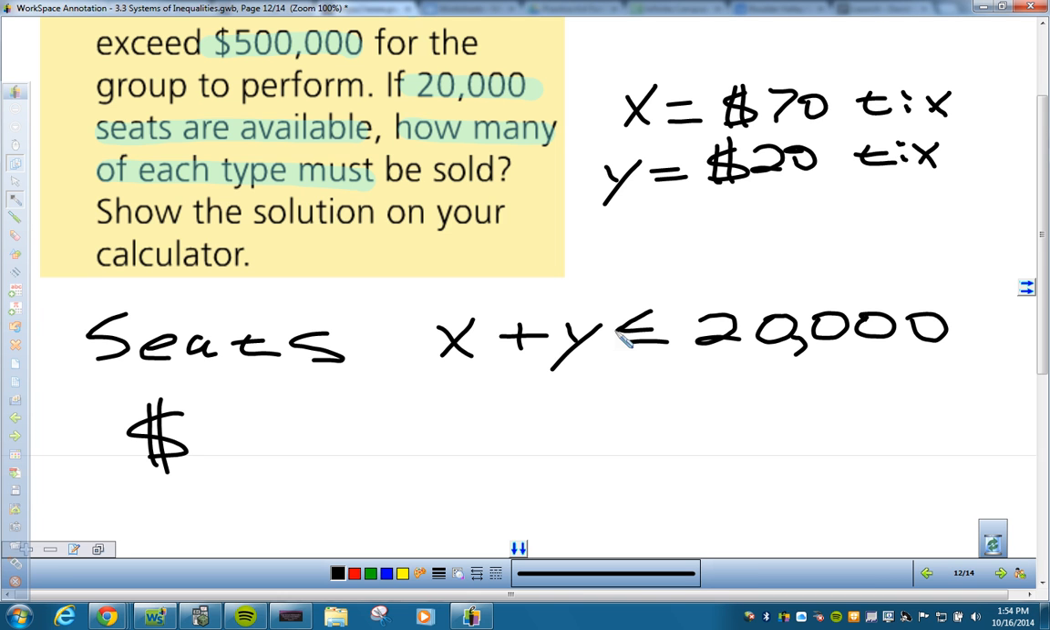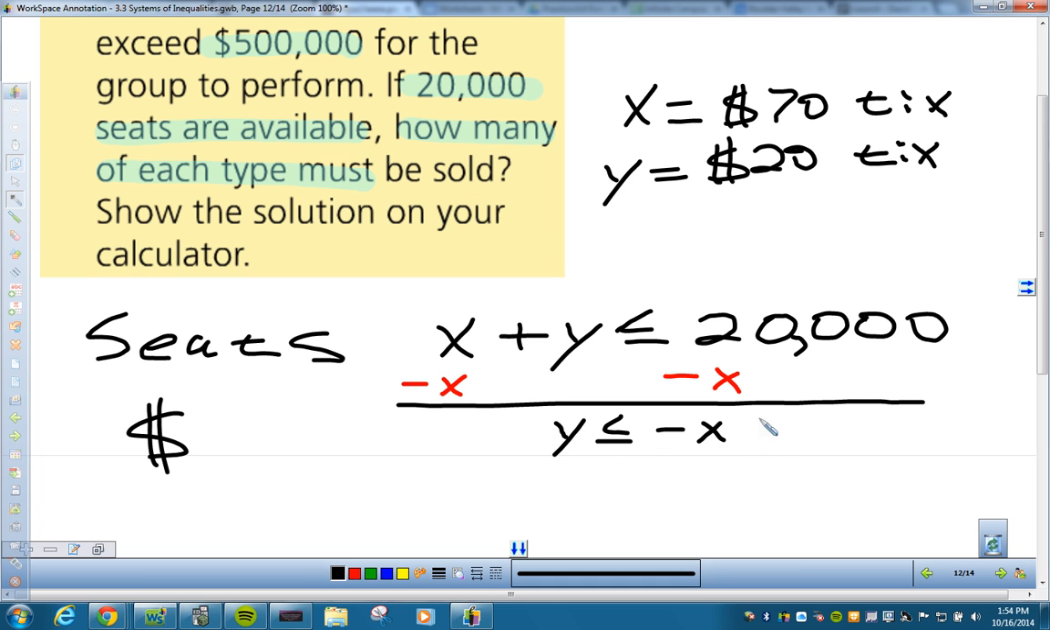Now let's just put this one in slope-intercept form because we're going to have to graph it. So how do I do that, Emma? Yeah. Subtract the x from both sides, and we get y is less than or equal to negative x plus 20,000.